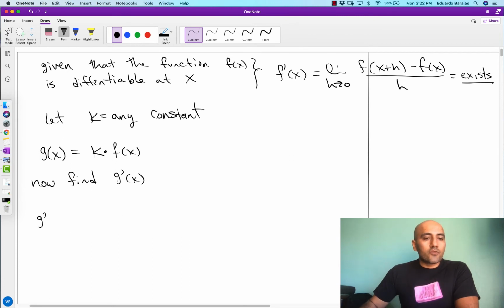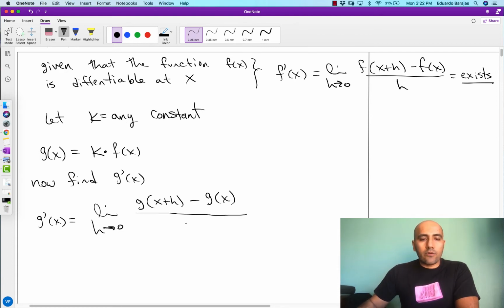So by definition, g prime of x is the limit as h goes to 0 of g of x plus h minus g of x all over h. Good. So all we have to do is evaluate our g function at this input. Now that looks a little tricky, but if we want to evaluate this function at this input, the g function's value is just f evaluated at that input times k. Good. So this just turns into k times f of x plus h. That's what this is. Inputting x plus h into this function is just k times f of x plus h.